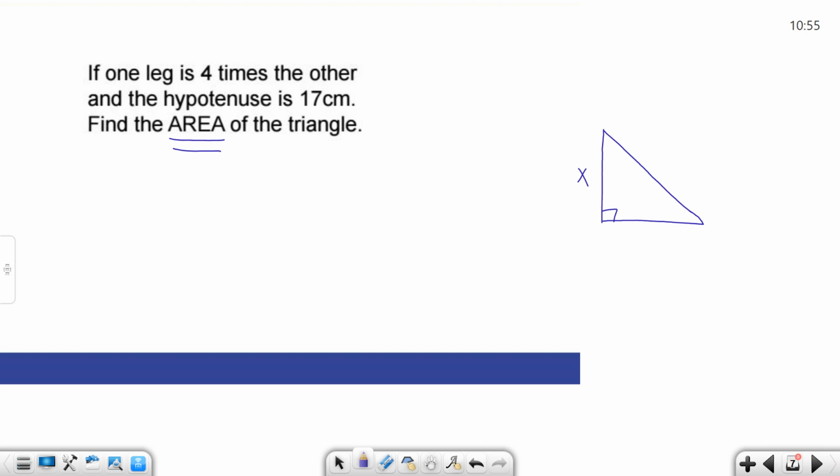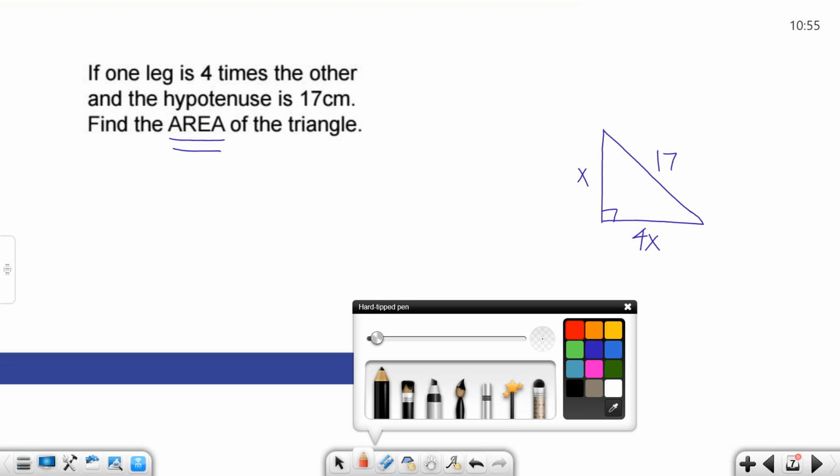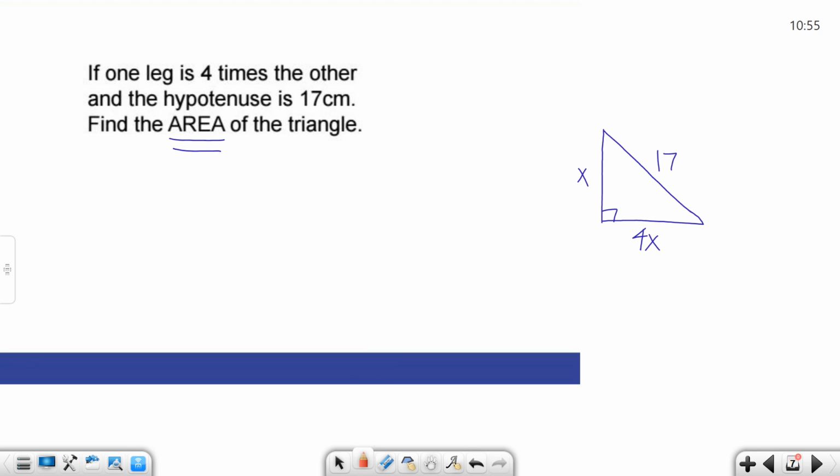It doesn't matter which one you call x. One leg is 4 times the other. So this leg is going to be 4 times the other, even though it's not drawn to scale. And this is 17, because that's the hypotenuse. All right, so the first thing I need to do is find these two leg lengths. So c squared equals a squared plus b squared. So c squared, 17 squared, equals a, which I'll call x, plus b squared.